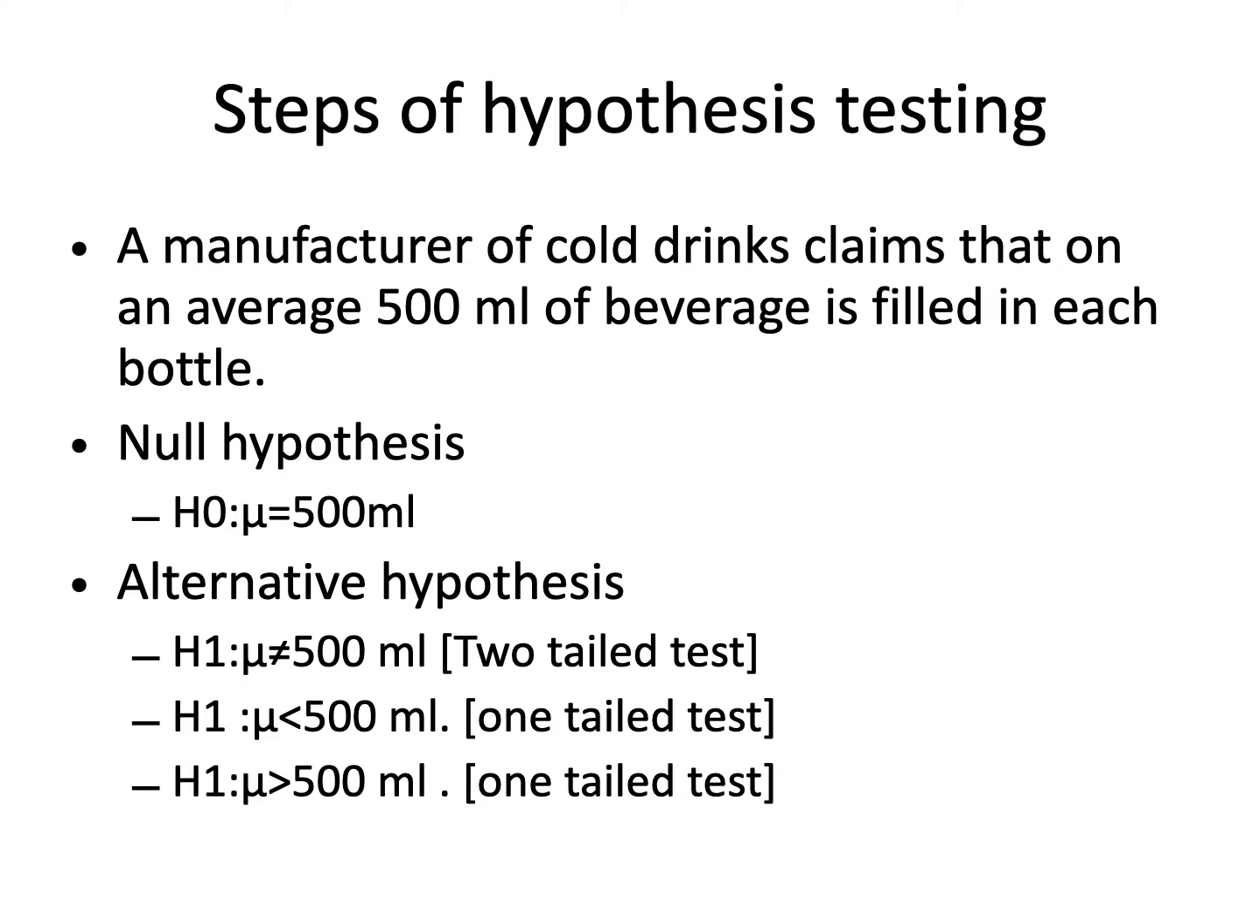For this alternative hypothesis we call it a one-tailed test, and the hypothesis test with the average less than 500 ml is the left-sided tail test, and the hypothesis with the greater than symbol will be the right tail test.